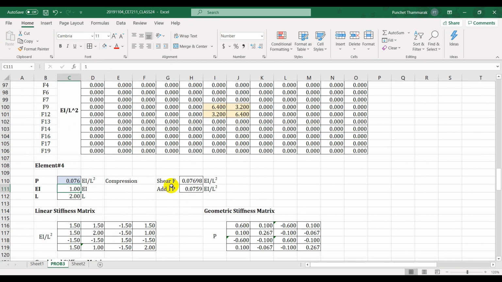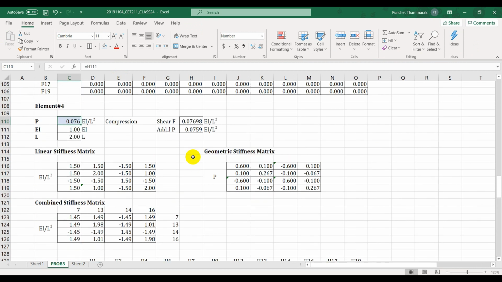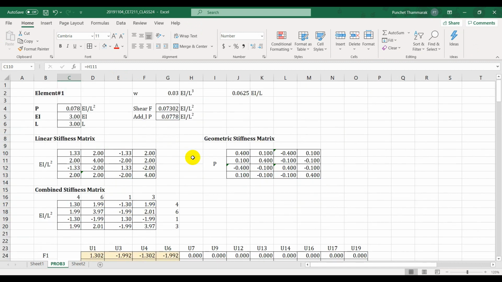So here it is updated. Let's see. Okay. Then this is the W. What do we want to see? The shear force from here. All right. Okay.